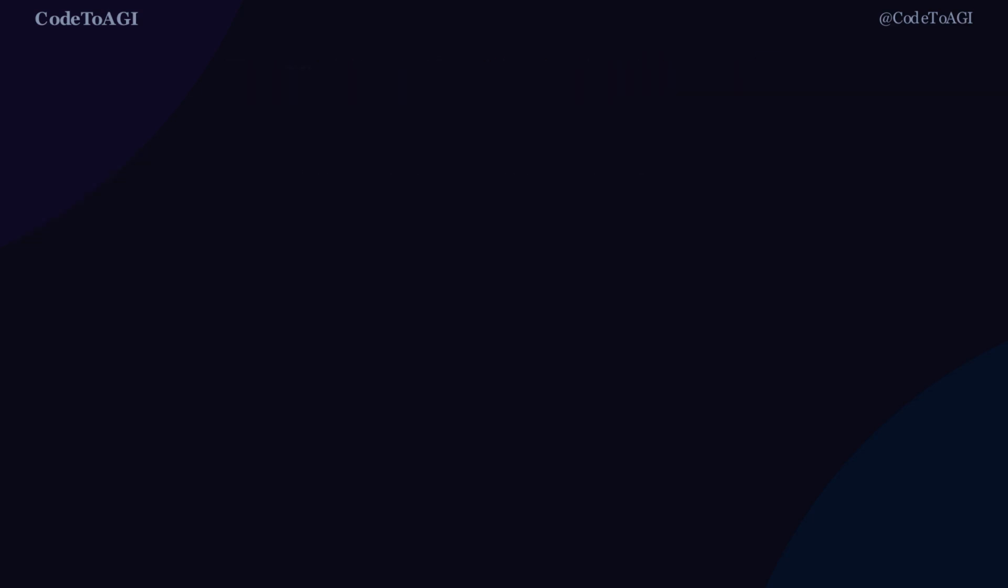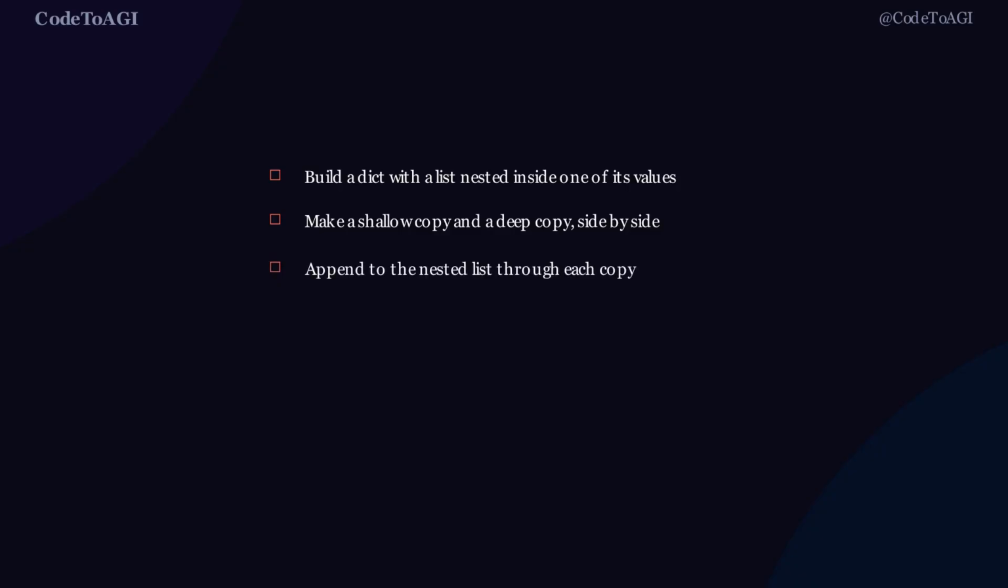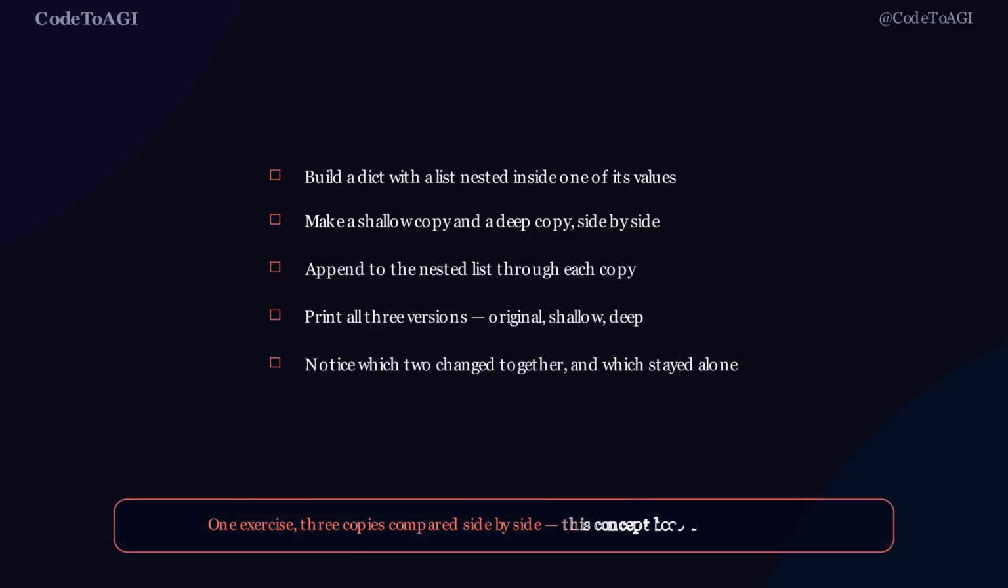Here's something worth trying on your own. Build a nested dictionary with a list inside one of its values. Make a shallow copy and a deep copy side by side. Modify the nested list through each copy, and print all 3 versions. Watch which ones change together and which one stays independent. That single exercise will make this concept permanent.